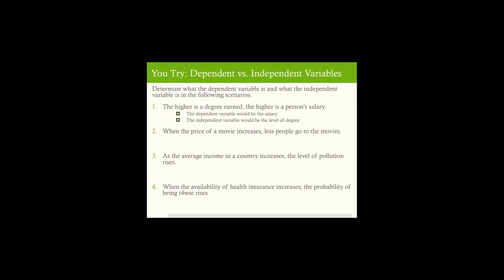For the second one, when the price of a movie increases, fewer people go to the movies. Here, the dependent variable would be the number of movies attended, while the independent variable would be the price of the movie. As the average income in a country increases, the level of pollution rises. Here, the dependent variable would be the level of pollution, and the independent variable would be average income.